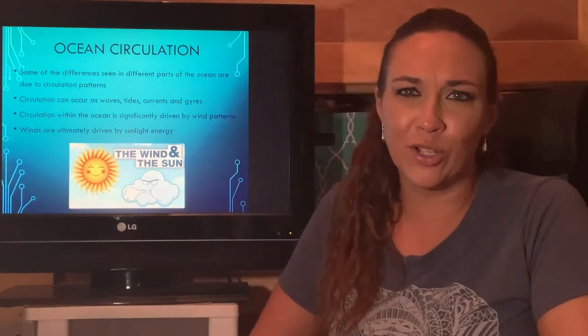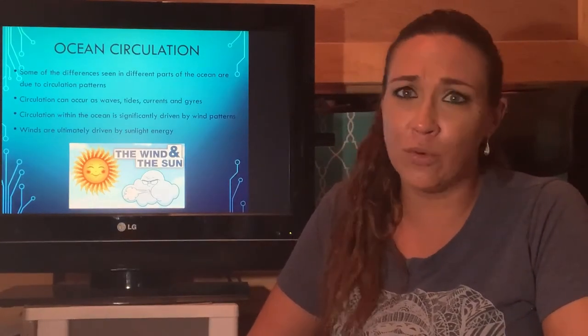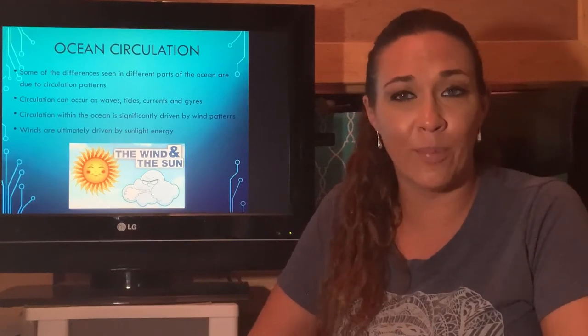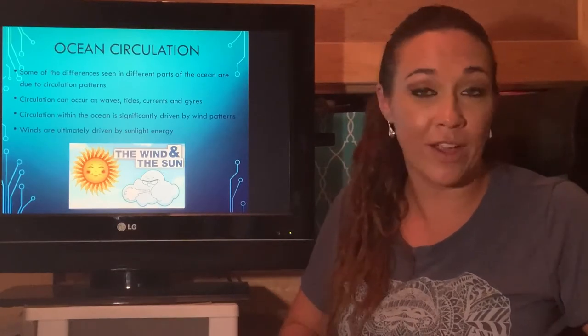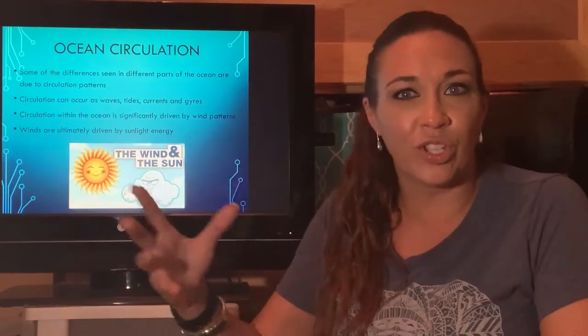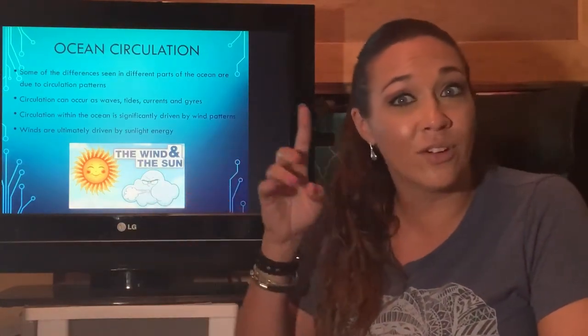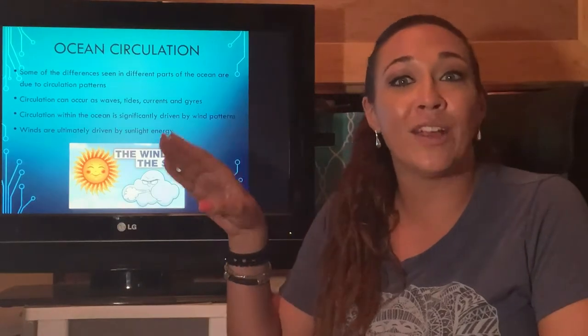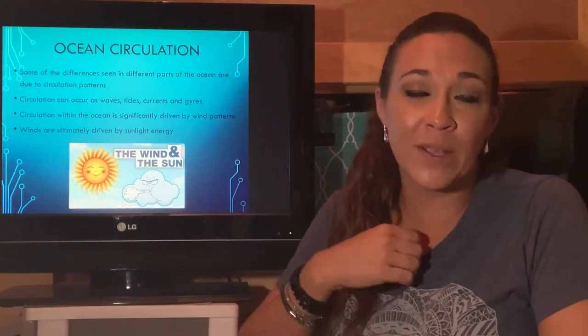Now let's talk about circulation. Hopefully you guys know that the ocean is not a big stagnant body of water, but it's constantly moving. In fact, it's constantly moving in actually a pretty predictable pattern. And this is known as circulation, and it is in a circle. These circles are known as gyres, okay? And they're caused by several different things.